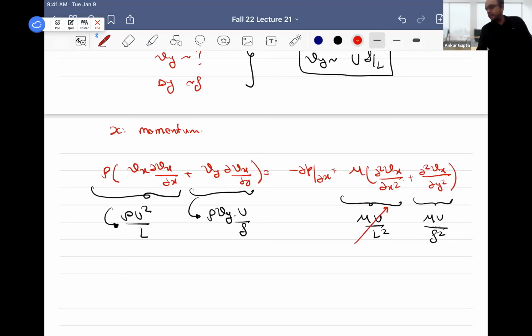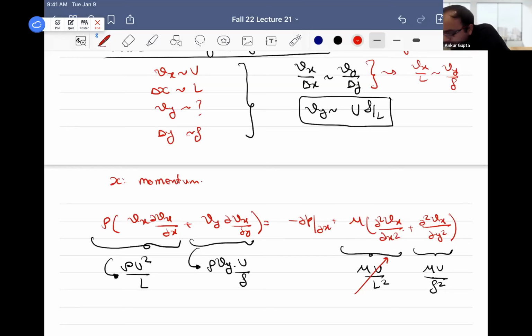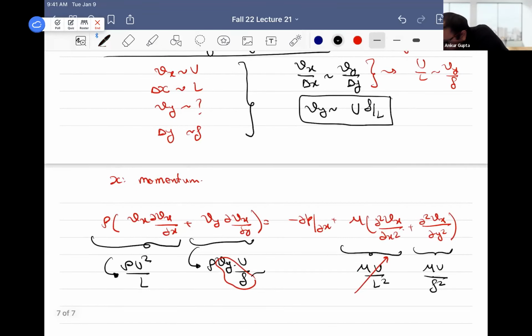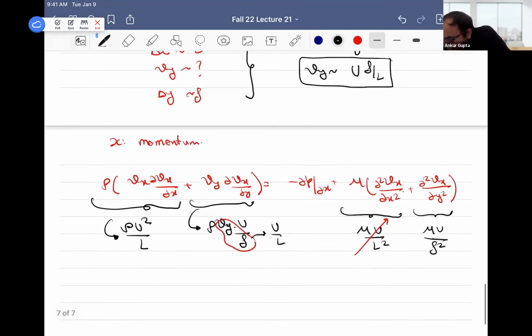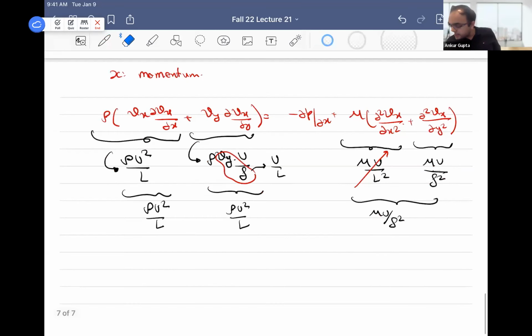How can I further simplify my left hand side? I have a Vy and a delta. Remember we have Vy by delta from the continuity equation: Vx by L is similar to Vy by delta, or U by L is similar to Vy by delta. So this Vy by delta becomes U by L. In a sense, this becomes rho U square by L, and this becomes rho U square by L. And then the full right hand side becomes mu U by delta square.